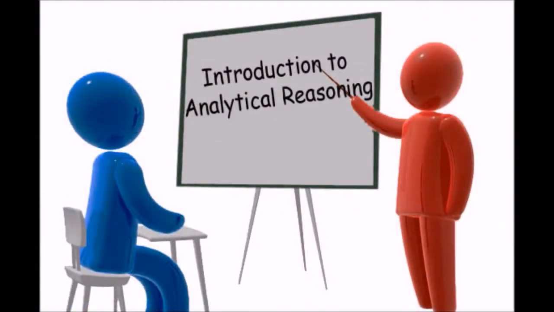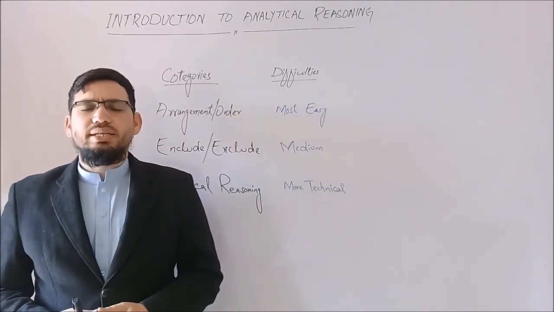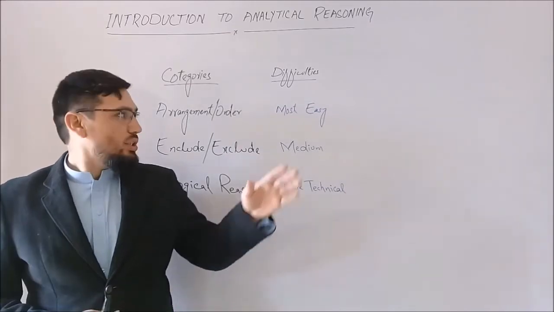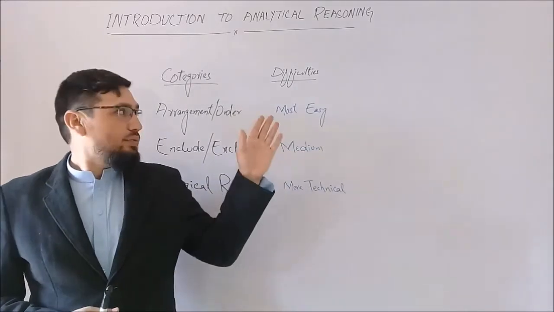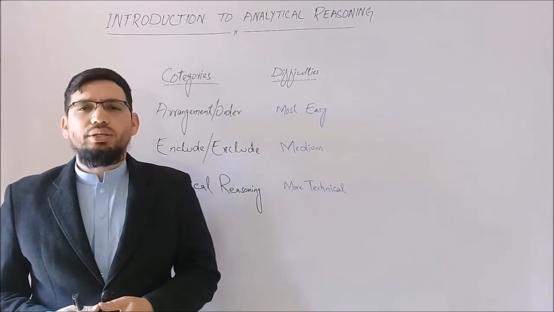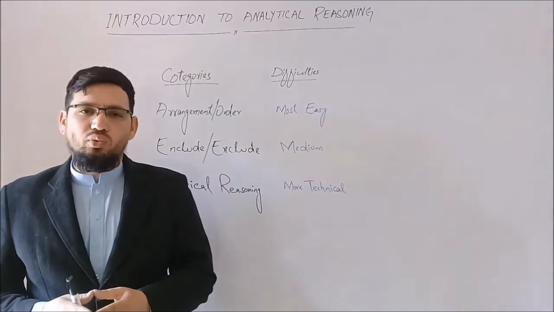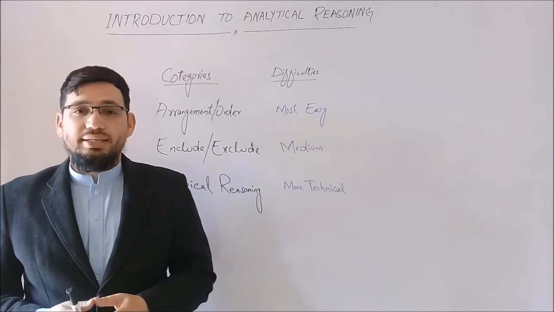First of all, I would like to start from the analytical part. Introduction to analytical reasoning. Basically, we can categorize analytical reasoning into three major parts as per their difficulty: the easiest one, medium, and more technical. The first one, the easiest, are those in which we make an arrangement or order of given data. Using that information, we have to find out the exact order or the exact arrangement of that data.